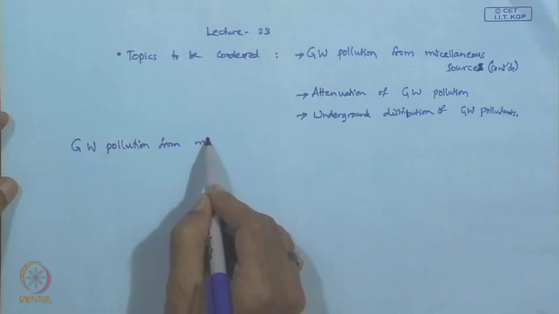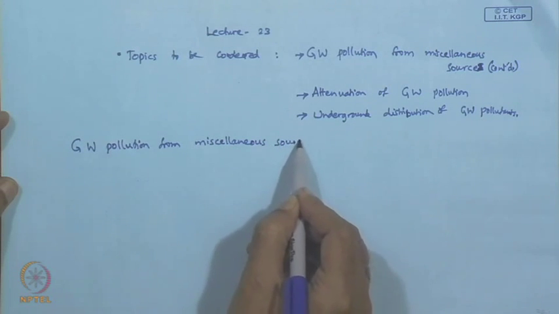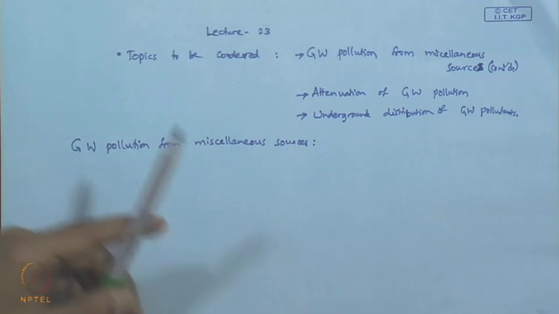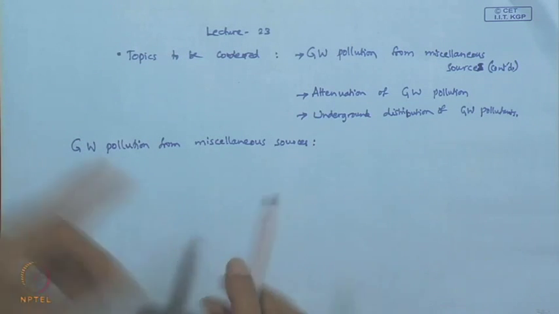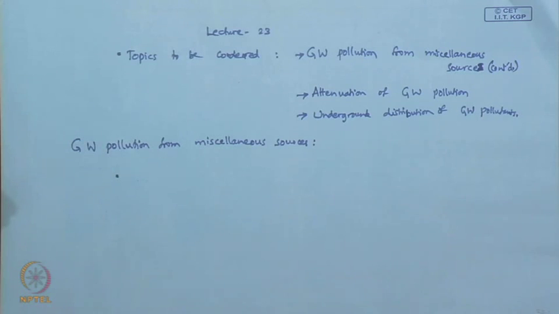From miscellaneous sources. In the previous lecture, we discussed the various causes such as urbanization, the miscellaneous causes of groundwater pollution such as urbanization, surface spills and surface discharges, stockpiles and septic tanks, cesspools.